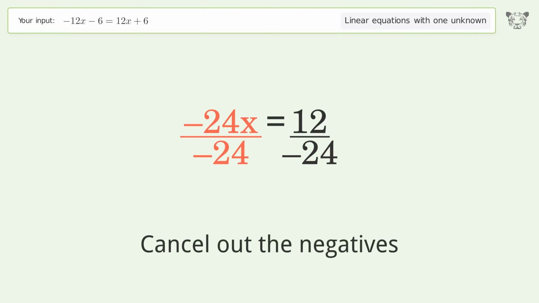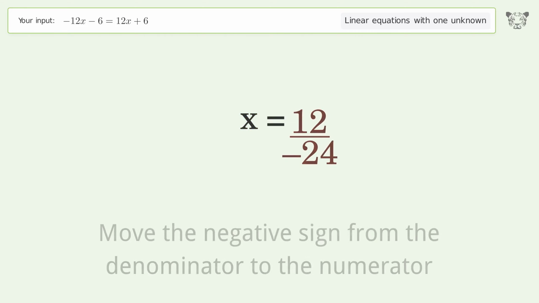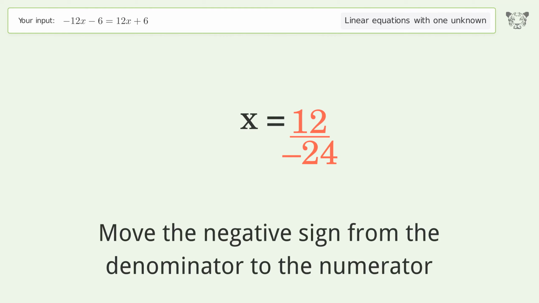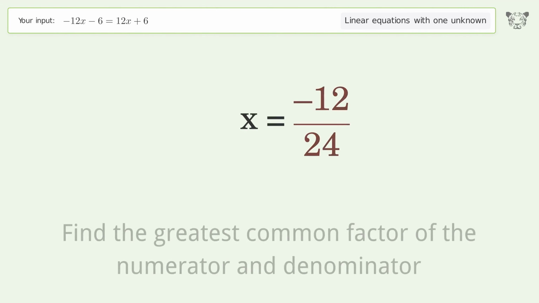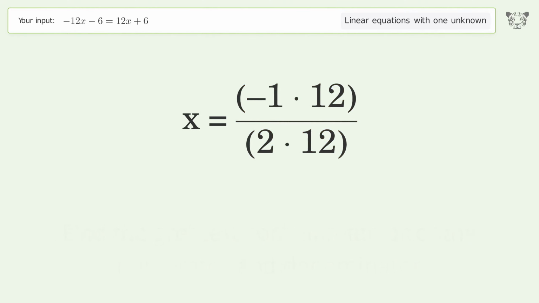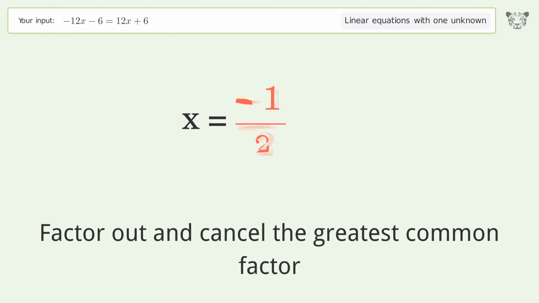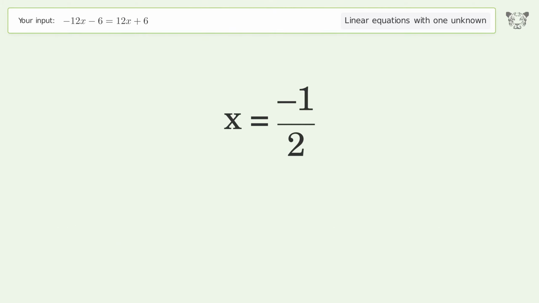Cancel out the negatives. Simplify the fraction. Move the negative sign from the denominator to the numerator. Find the greatest common factor of the numerator and denominator. Factor out and cancel the greatest common factor. And so the final result is x equals -1/2.